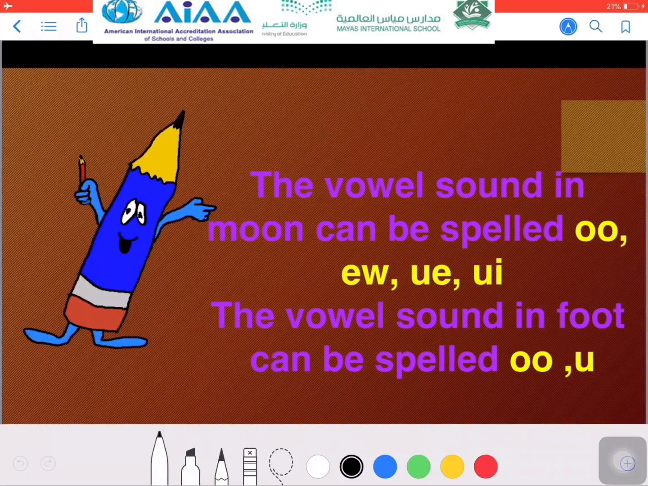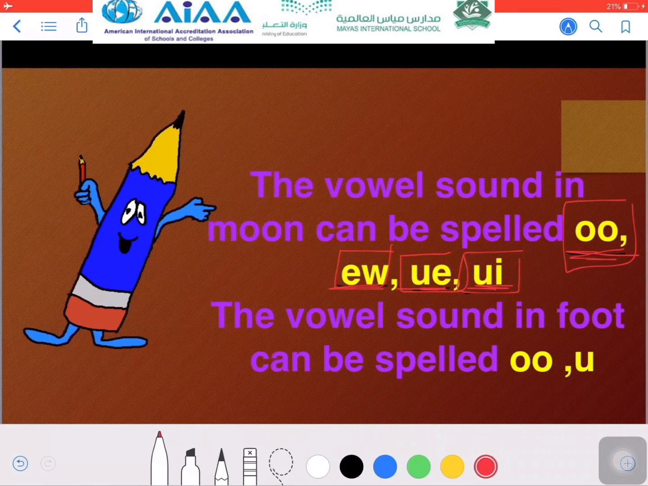Here we are. The vowel sound in moon can be spelled in how many ways? 1, 2, 3, 4 ways. So here I have O-O, E-W. So when you see O-O, sometimes you will say it moon, as in moon. Ooh. U-E and U-I. The vowel sound in foot can be spelled in two ways, O-O and U. So, U, foot, foot. And here we will see later some examples, okay?